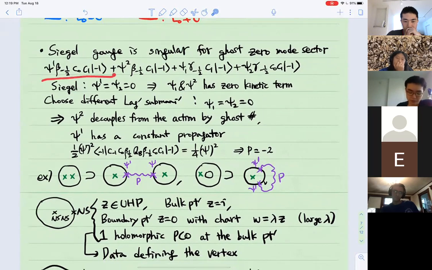And what about the other ghost zero mode? This is from now on what we will mean by ghost zero mode. You can evaluate the kinetic term, and it gives a finite constant piece.